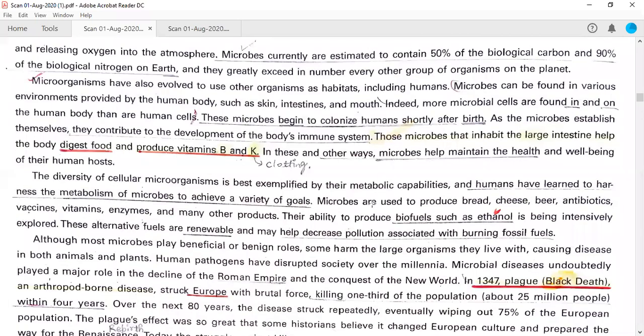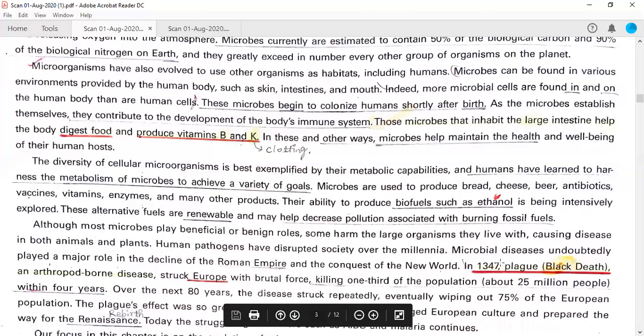Okay, so first thing is the microorganisms or microbes are causative agents of many different diseases. For example, plague, which killed a major human population around 1347, also known as Black Death.